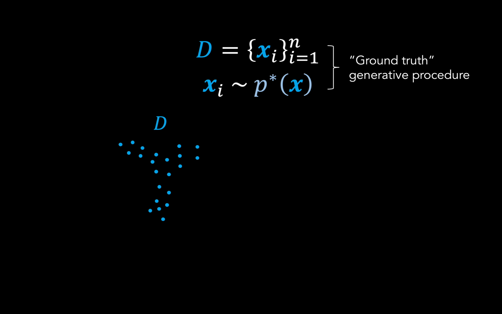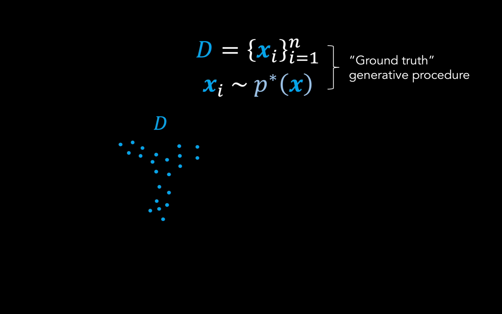Now, more formally, let's imagine that we have some dataset D, which is just a collection of points in our data space. Now, we imagine that these points in our data space have been sampled from some underlying data distribution P star of x. So P star of x here is essentially our ground truth generative procedure, which gave rise to the samples in our dataset in the first place. Now, the problem is this procedure remains unknown to us.